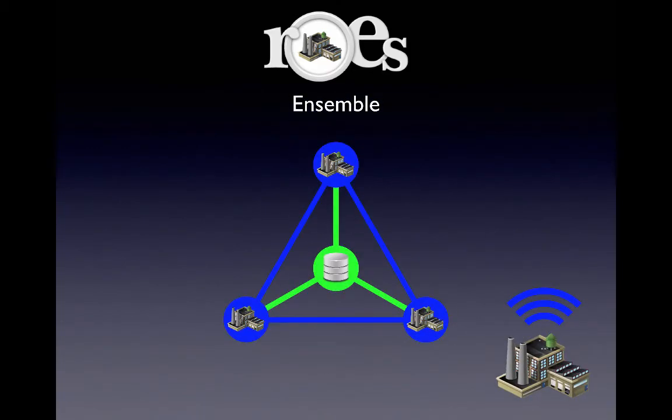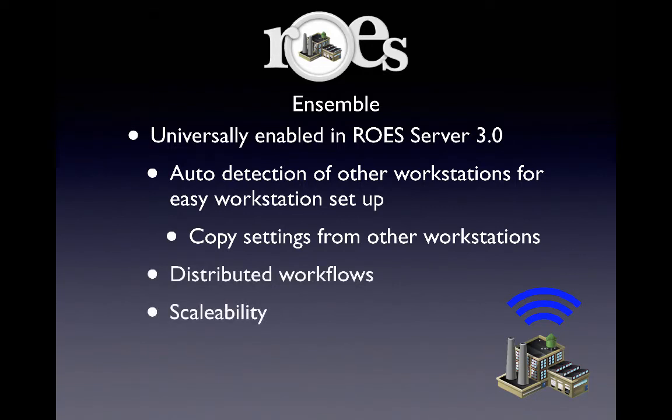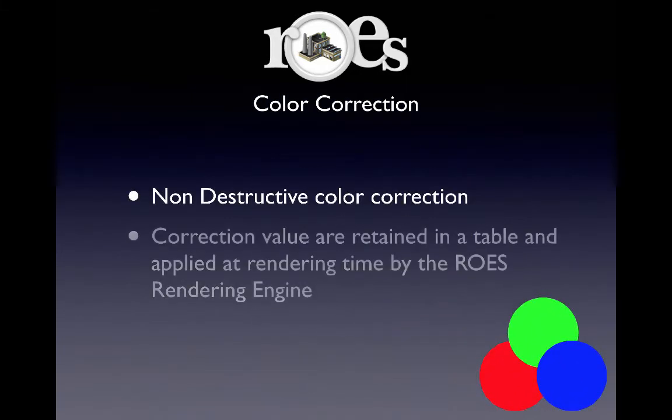So a couple years ago, we had rolled out Ensemble as an add-on. Well, now we're incorporating that universally in 3.0. And Ensemble allows multiple workstations to work together, gives us a distributed workflow, and we've improved it even beyond how we had it before because we can now auto-detect other workstations within your network, which makes it very easy for a new workstation to be added to your Ensemble group because you can now copy settings from other workstations that are out there. You can also name a workstation now, and so it makes it much clearer how you're organizing your work. Color correction is universally incorporated and has all the kinds of capabilities that you'd expect.